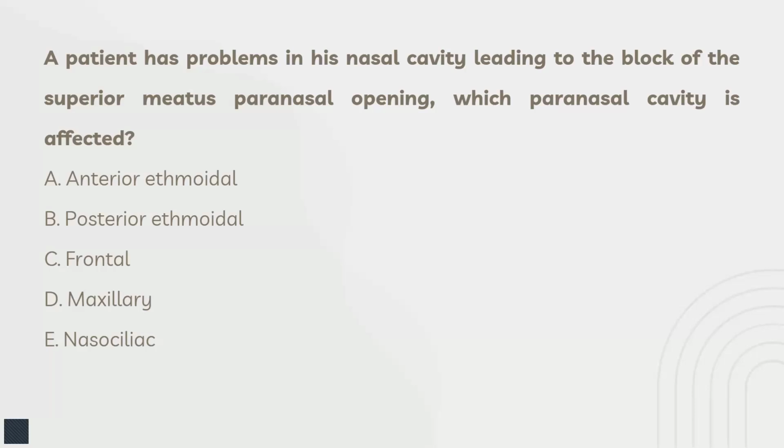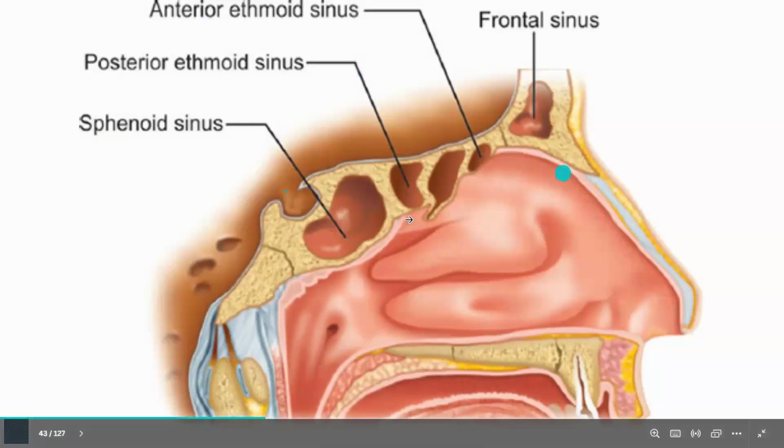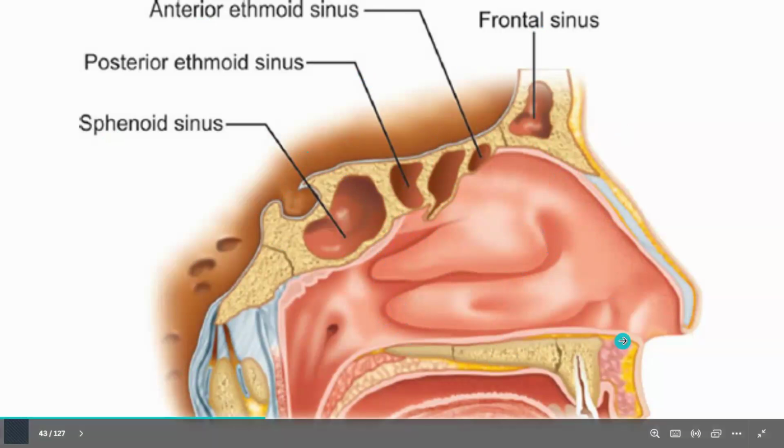Okay, the answer is B. So these diagrams are really good for understanding the drainage system. So you have concha. Concha are like shelves. So this is superior concha, middle concha, inferior concha. And then the meatus are just what's underneath the shelf or the concha. So this is the superior meatus, middle meatus, and inferior meatus.